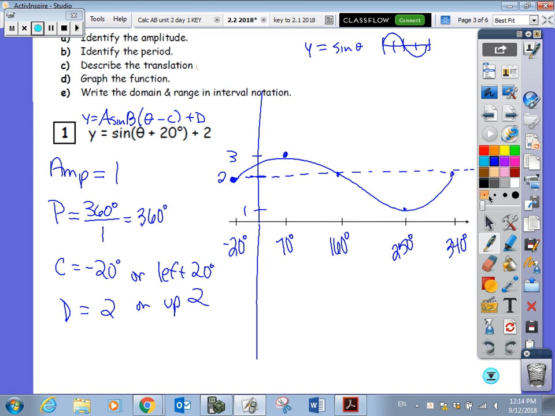And then, just because we moved it left and right, up and down, does not affect the domain. Domain of a sinusoid is still negative infinity to infinity. That has not affected that the graph goes left and right forever. The range is still the low value, which is 1, up to the high value, which is 3.